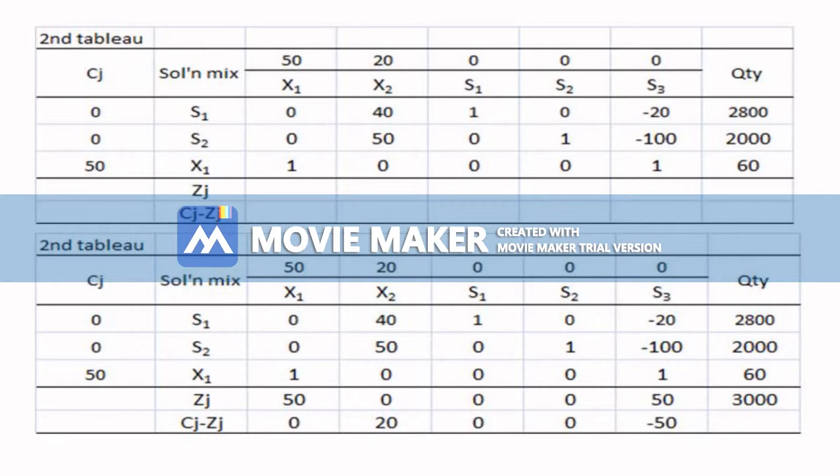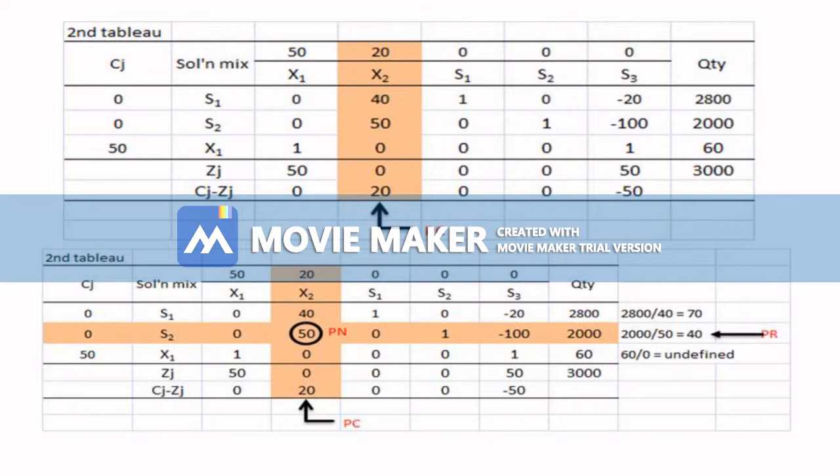And for this second tableau, we have already identified our pivot column, and after that, we divided each of the quantities in the right hand side by the numbers in the pivot column, like 2,800 divided by 40, which is 70, 2,000 divided by 50, which is equal to 40, and then 60 divided by 0, which is undefined. And from this, we have identified our pivot row and our pivot number.